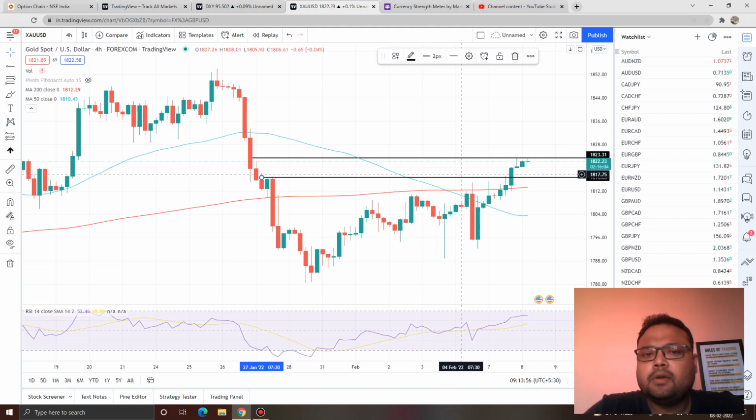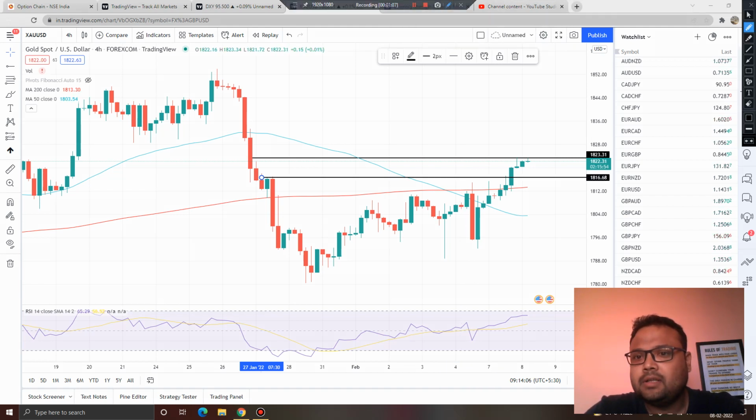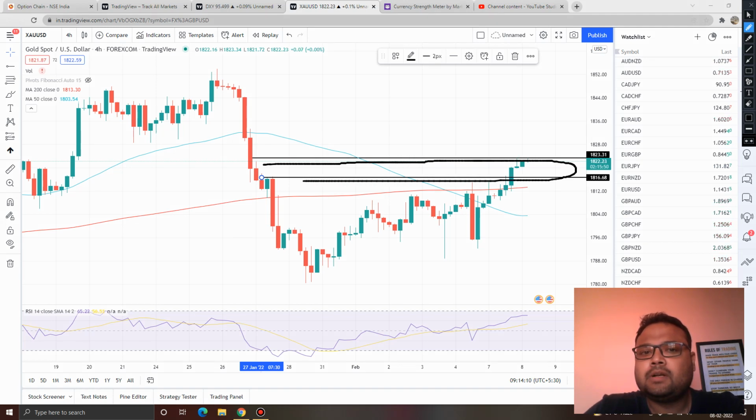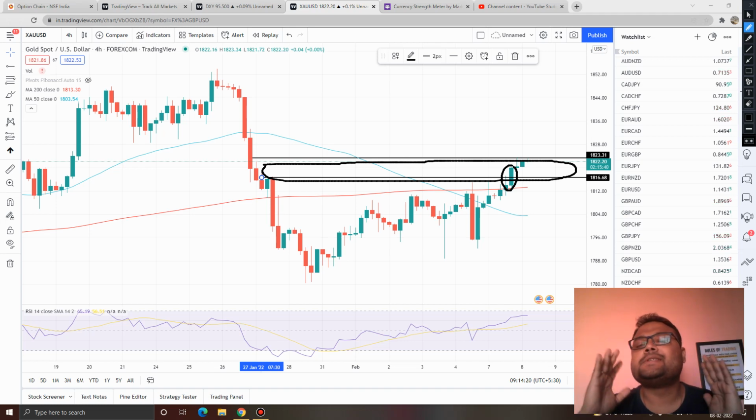First of all, we had a resistance here, from 1814 to 1817, 1818 level. The market struggled in the resistance zone for quite some time. Then after a couple of hours, we saw the market forming a big green candle, and it was a clear-cut indication that yes, buyers are present, bulls are present in the market, and the market is about to charge.